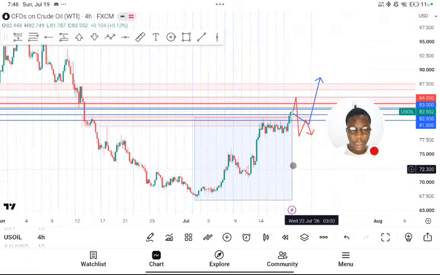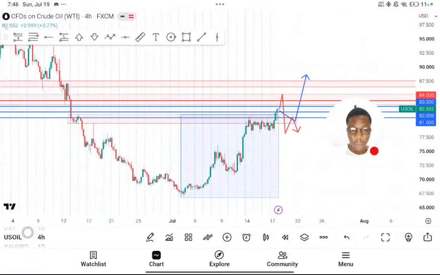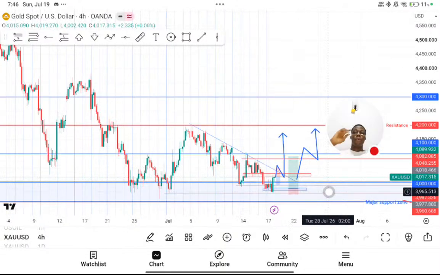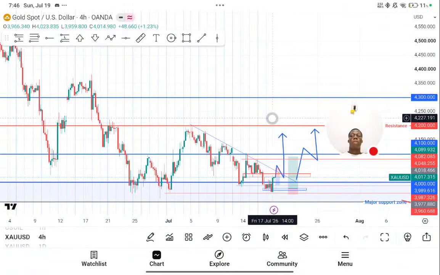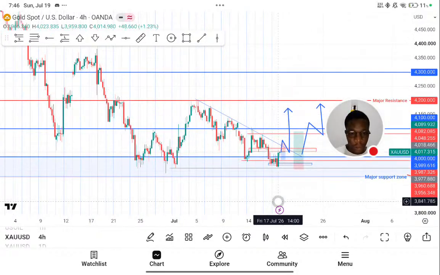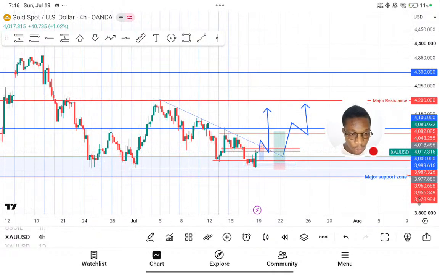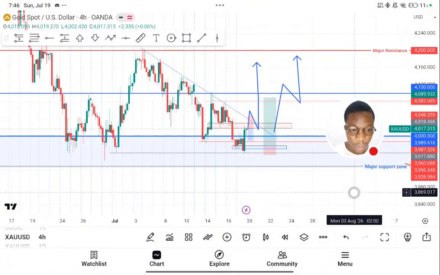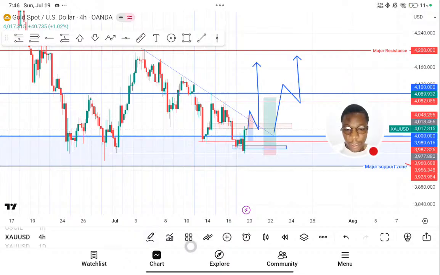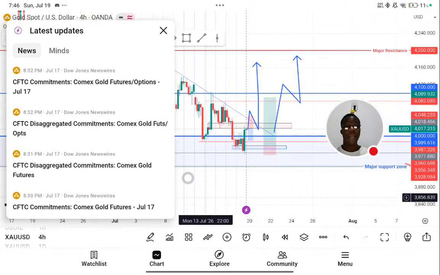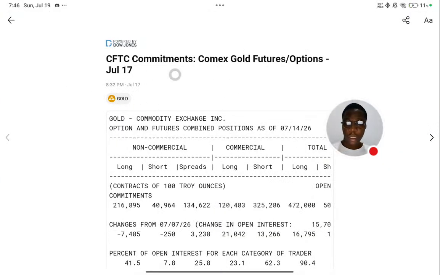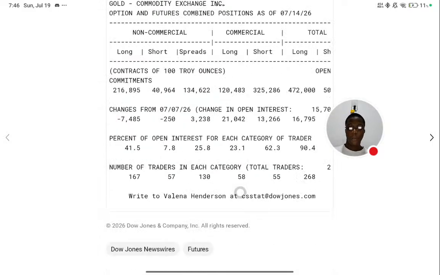I hope this helps someone out there, and you are able to read the chart for yourself. But this is technical analysis. This is price action. This is support and resistance. This is break and retest trading. Then if you're asking what fundamental analysis is, you might have heard it but you don't know what it is. Fundamental analysis is this news that we see coming out.